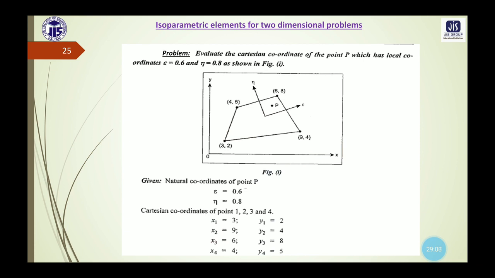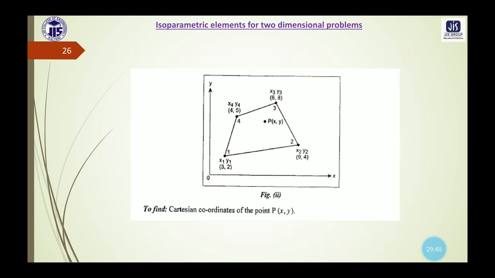Let us discuss one numerical based on this concept. We need to evaluate the Cartesian coordinates of the point P, which has local coordinates epsilon is 0.6 and eta is 0.8, which is given here in the diagram. Now the Cartesian coordinates of points 1, 2, 3, 4 are given here, so we can write the values of x1, x2, x3, x4 and y1, y2, y3, y4 for the 4 different nodes. So we need to find the Cartesian coordinates of the point P.